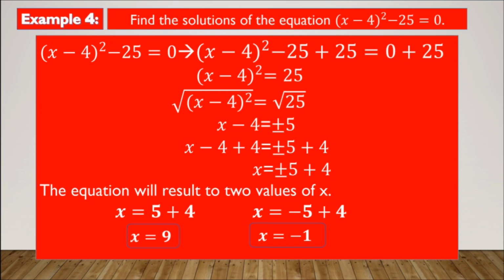To solve for x, add positive 4 to both sides of the equation. So we have x minus 4 plus 4 is equal to positive and negative 5 plus 4. X is equal to positive and negative 5 plus 4. The equation will result in two values of x. X is equal to 5 plus 4, x is equal to 9. And the other one, x is equal to negative 5 plus 4, x is equal to negative 1.